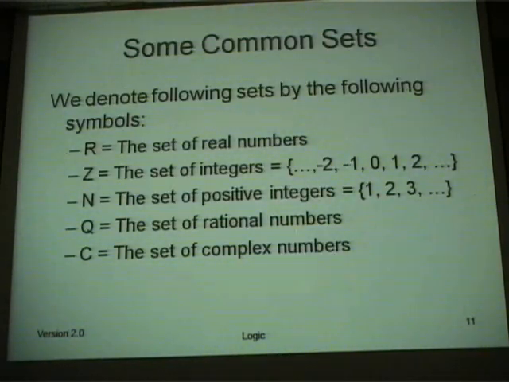Before that, let me remind you of something you are already familiar with. This is the set of real numbers. This is the set of integers. This is the set of positive integers, and this is the set of rational numbers, and the last one is the set of complex numbers. And you know how they relate to each other, right? So let me show with one diagram how they relate to each other.